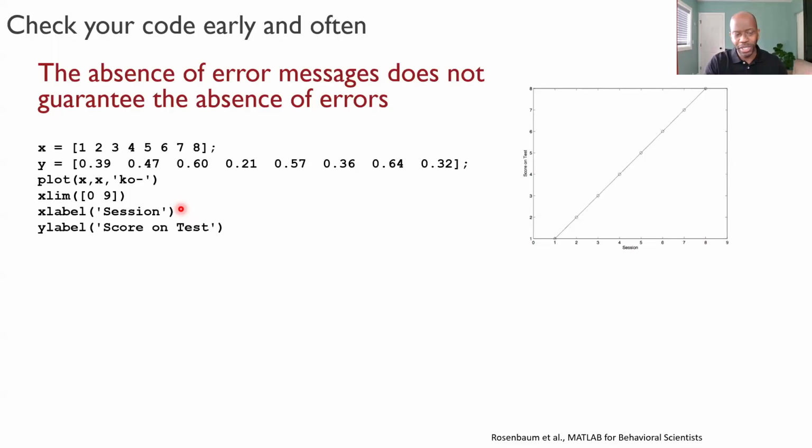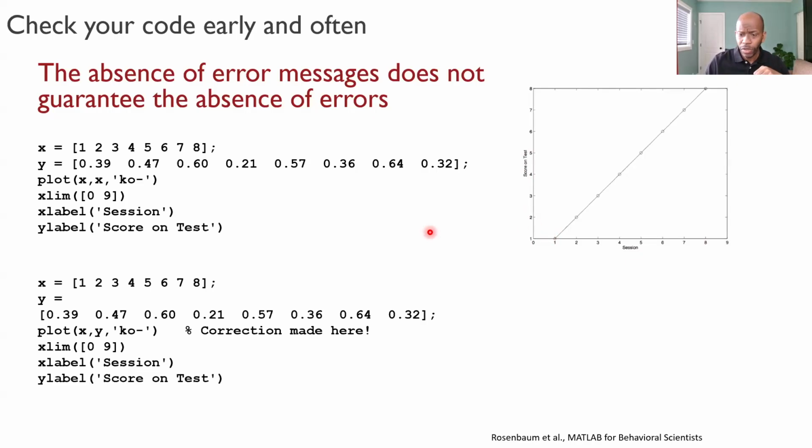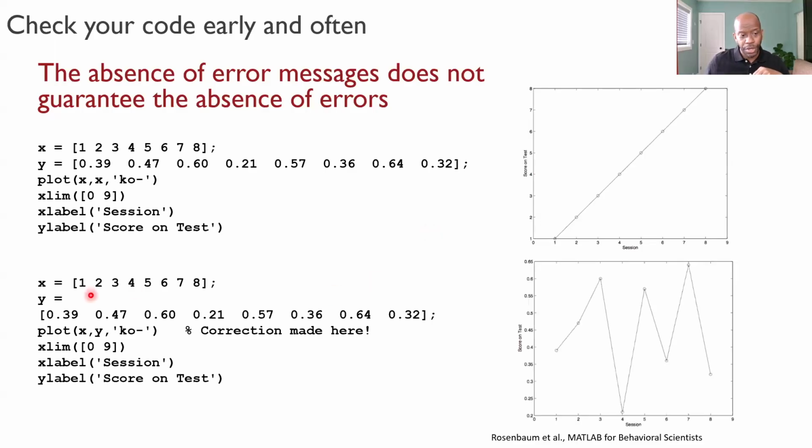If you look closely at the code, you might be able to find what this error is. I'm supposed to be plotting the x variable on the x-axis and the y variable on the y-axis, but I'm plotting the exact same variable on both axes. When you fix the problem, so here, my second input is now y, you see that there's some variability from session to session, but no clear trend. Okay? So very basic example, but always keep in mind that the lack of an error message does not mean that there are no errors in your code.